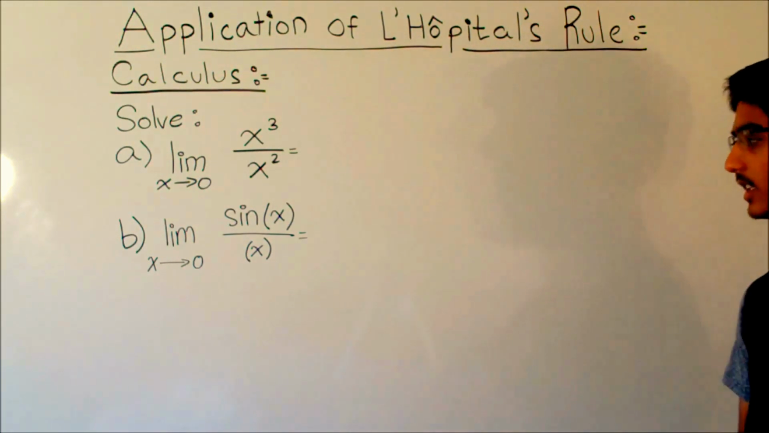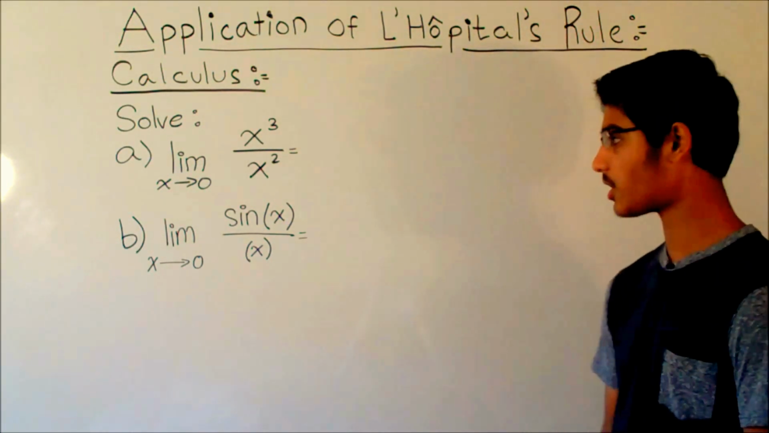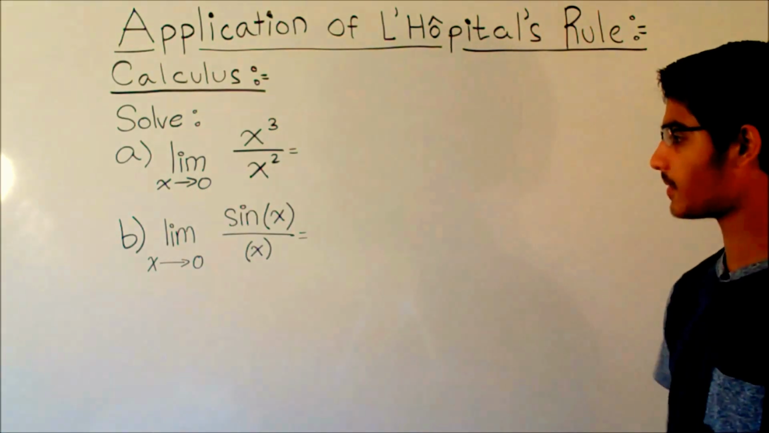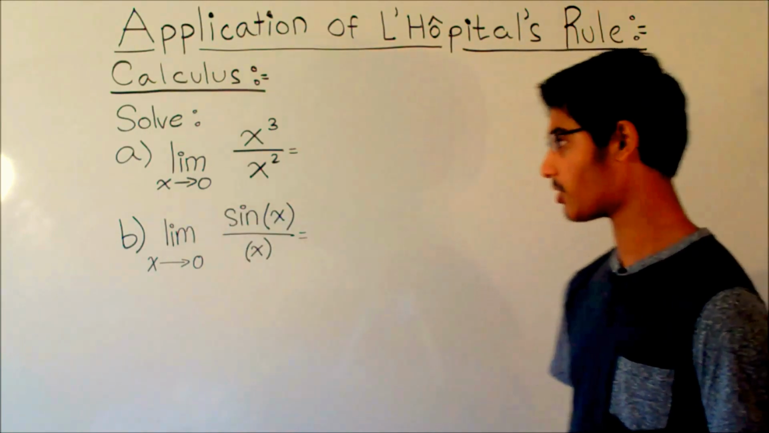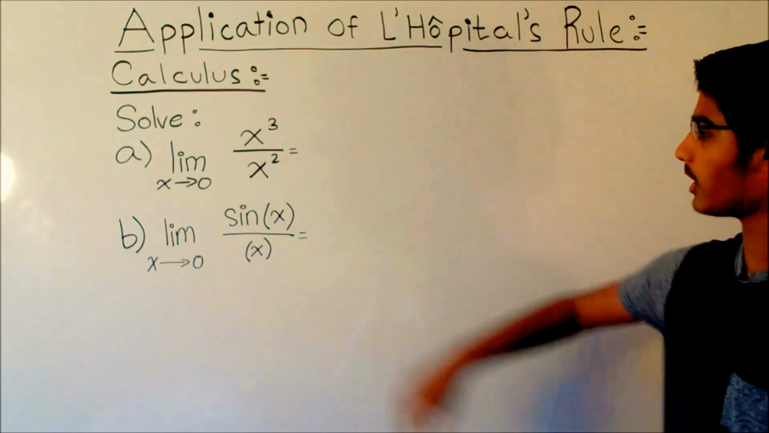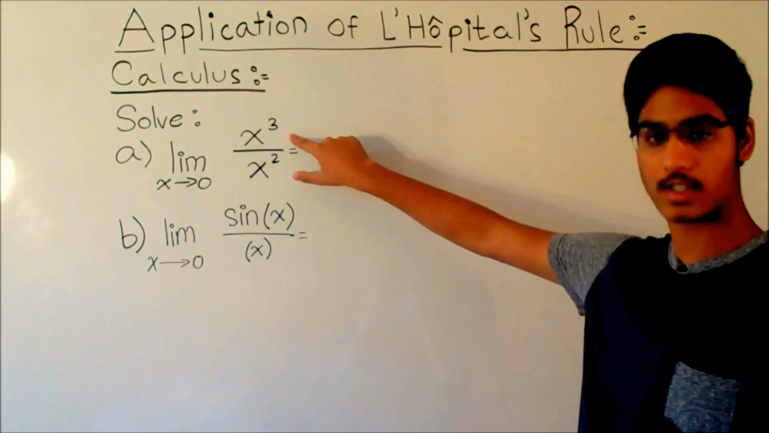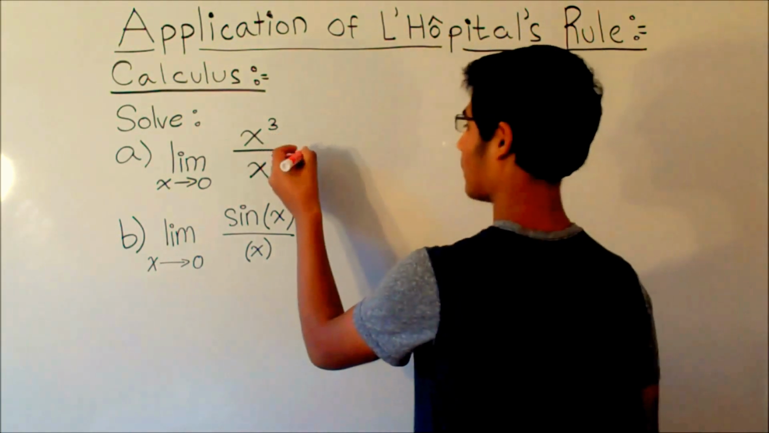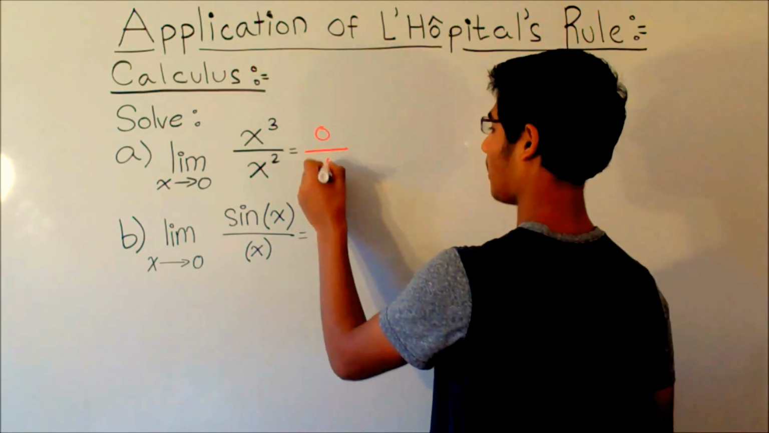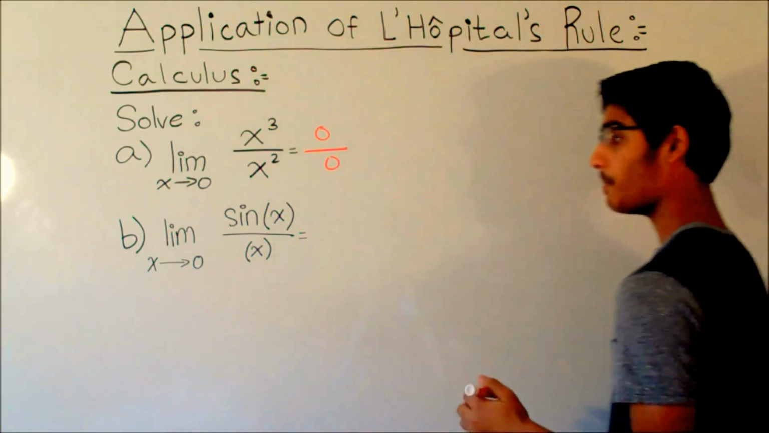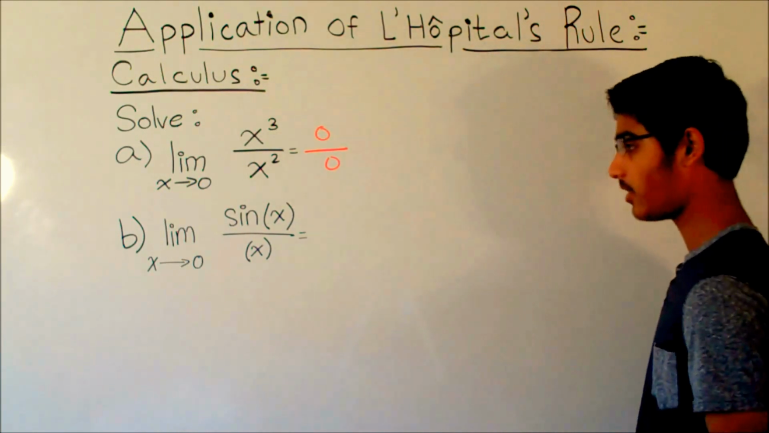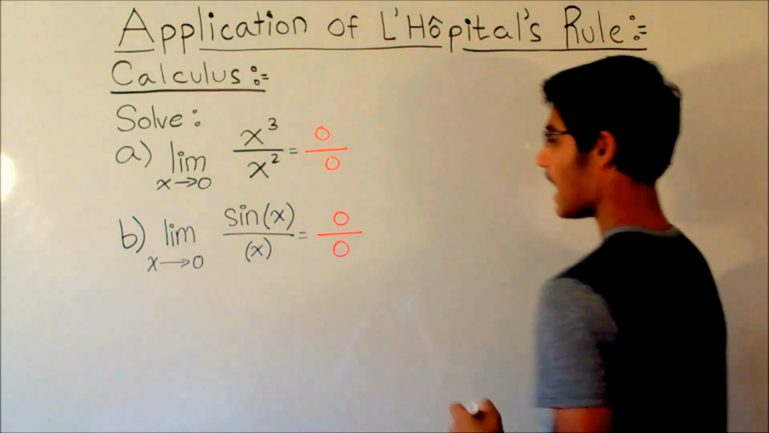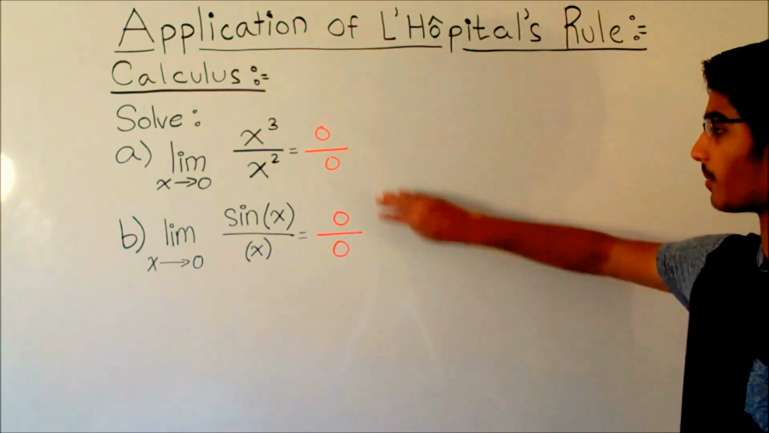Before we get started, let's first see what happens if we just direct substitute x equals 0 into both of these, because we know these are both limits as x approaches 0. In the top one, if we substitute 0, we get 0 cubed, which is 0, over 0 squared, which is 0. So let's write that down. We get 0 over 0. And in problem B, when we direct substitute, we get sine of 0, which is, as we know, 0 over 0. As we can see, these are both indeterminate form.